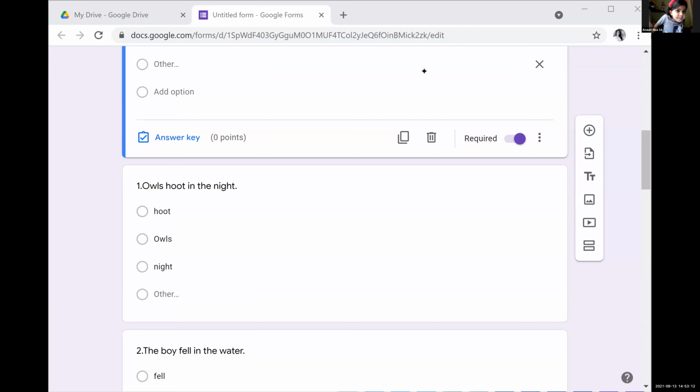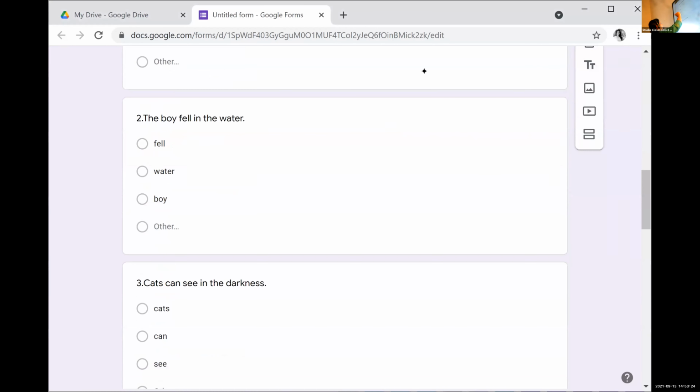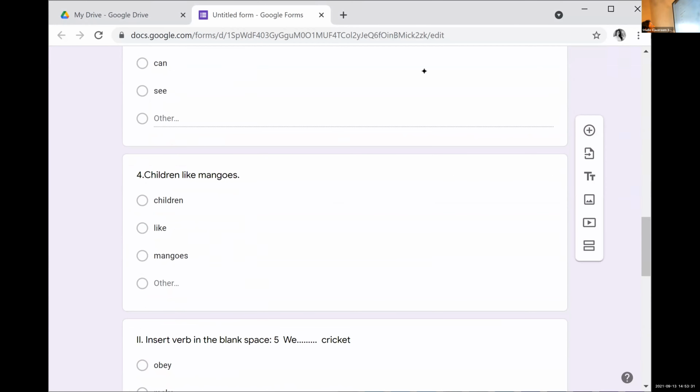If something is wrong, children, I'll be sending the question paper again. Let me recheck it. Okay, I have checked it, but I don't know why it's showing like this. I've checked it once and twice. So, owls hoot in the night. They fell in the water. Send in the WhatsApp? Yes, okay, I'll be sending it. Then, cats can see in the darkness. You have to identify the verb in it, my dear children. Children like mangoes. You have to identify the verb in it.